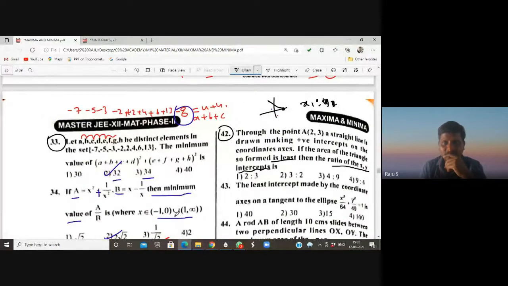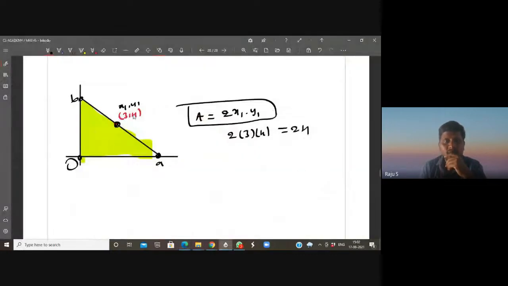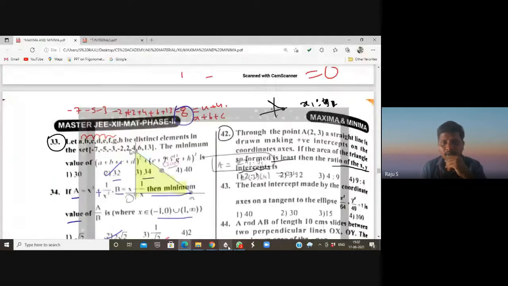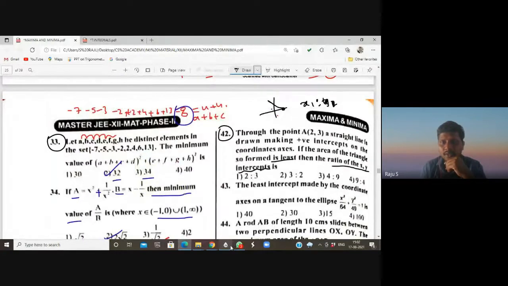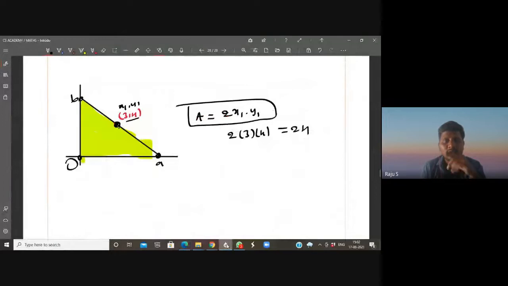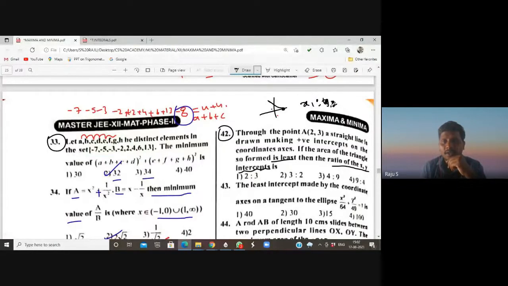Okay, same point, students. Same as question number 1. Instead of 3, 4, they have given another point. So in what ratio it will be divided? The ratio they are asking. The area, if the triangle is formed, here also the triangle is formed, the area becomes least. And the ratio is x1 is to y1, student. This is the direct formula. So 2 is to 3. Directly the first one is the answer. Okay? Next, question 43.